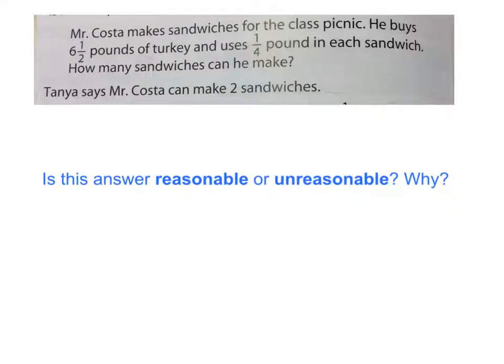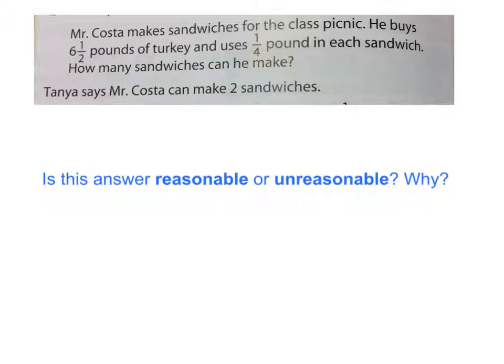This problem reads, Mr. Costa makes sandwiches for the class picnic. He buys 6.5 pounds of turkey and uses 1/4 of a pound in each sandwich. How many sandwiches can he make? Tanya says that Mr. Costa can make 2 sandwiches. Is her answer reasonable or unreasonable? And why? What do you think?